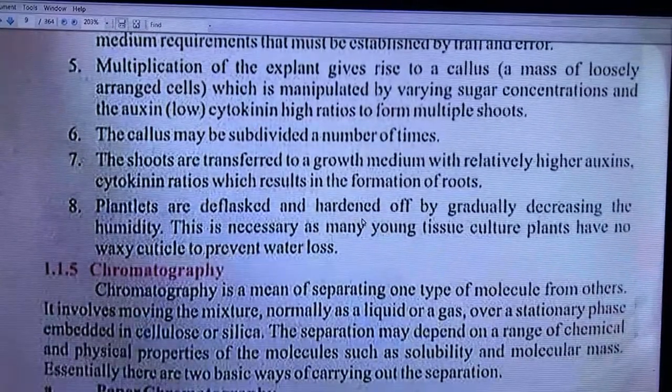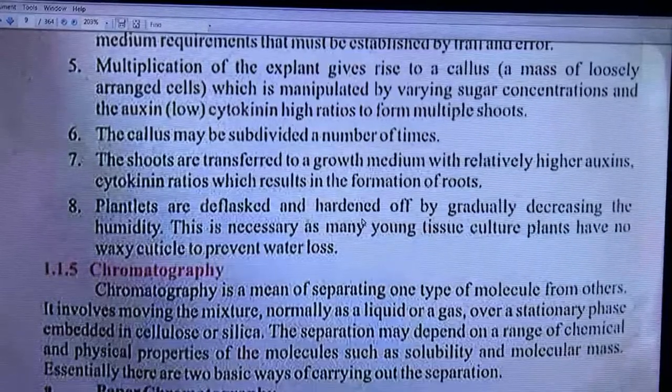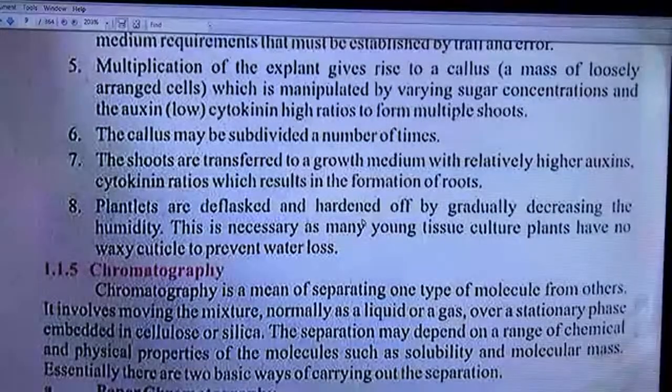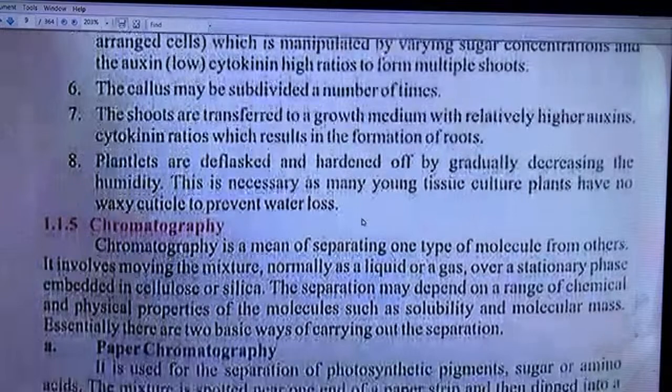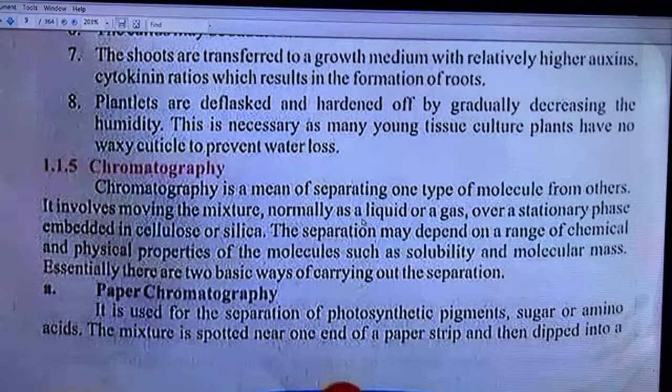Multiplication of the explant gives rise to a callus, a mass of loosely arranged cells, which is manipulated by varying sugar concentrations and auxin, low, cytokinin, high ratios to form multiple shoots. The callus may be subdivided a number of times. The shoots are transferred to a growth medium with relatively higher auxin to cytokinin ratios, which results in the formation of roots.